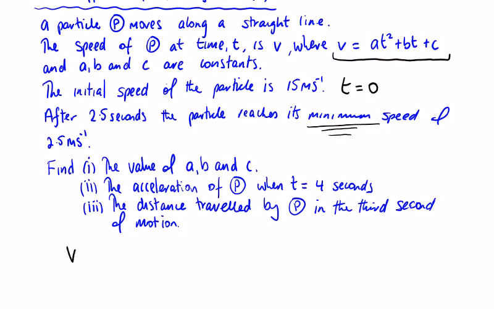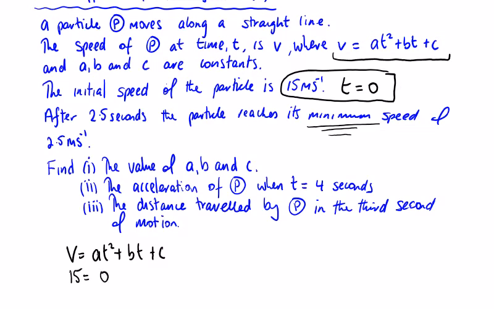v is equal to at squared plus bt plus c. And we're told the initial speed is 15, so we can plug in t is equal to 0. We're going to get c is equal to 15 here. So 15 is equal to 0 plus 0, because t is 0, plus c. So initially we can get c straight away. c is 15.